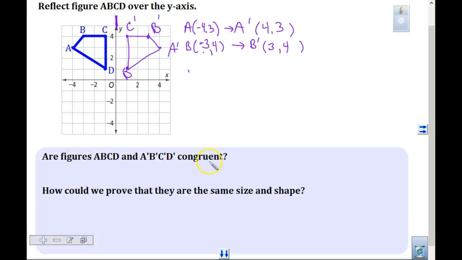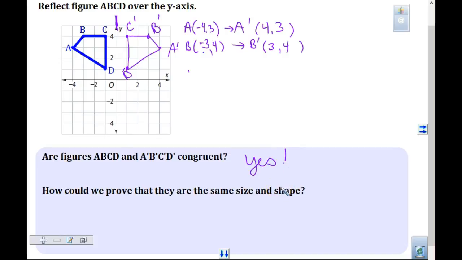So, I want you to write down and kind of check with your neighbor just really quietly. Do you think these two are congruent? Same size, same shape? And how could we prove it? How could we prove they're the exact same? Talk quietly with your shoulder partner. Okay? Think of ways we could prove it. Anyone or their partner have an idea?